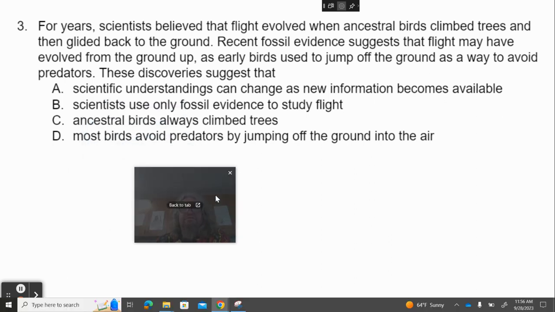Number three. For years, scientists believed that flight evolved when ancestral birds climbed trees and then glided back to the ground. Recent fossil evidence suggests that flight may have evolved from the ground up, as early birds used to jump off the ground as a way to avoid predators. These discoveries suggest that A, scientific understandings can change as new information becomes available. B, scientists only use fossil evidence to study flight. C, ancestral birds always climb trees. D, most birds avoid predators by jumping off the ground into the air.